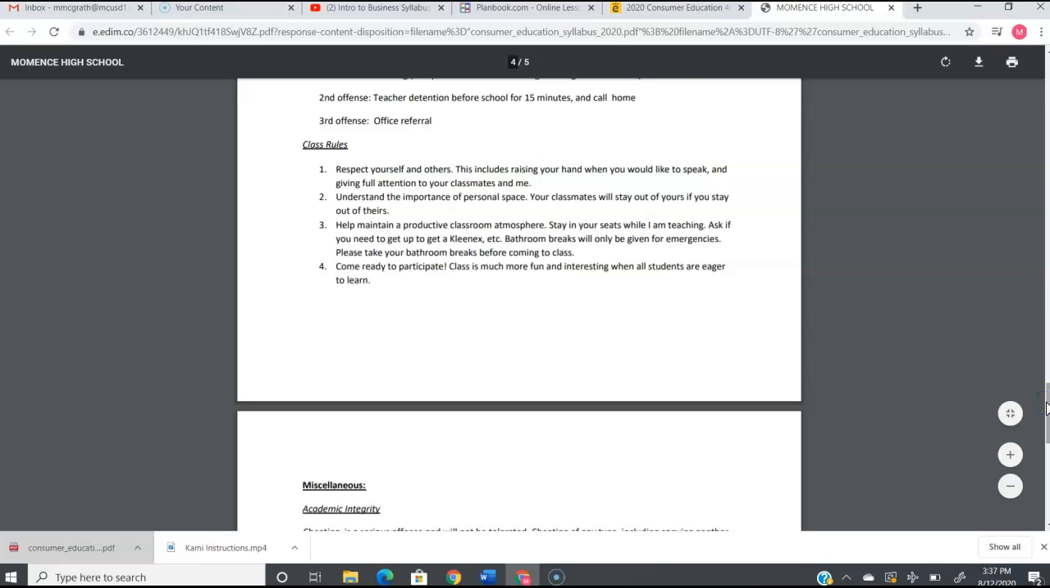Okay, class rules. Number 1, respect yourself and others. This includes raising your hand when you would like to speak and giving full attention to your classmates and me. Number 2, understand the importance of personal space. Your classmates will stay out of yours if you stay out of theirs.